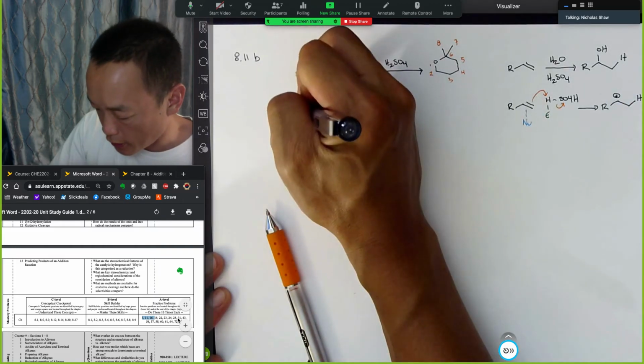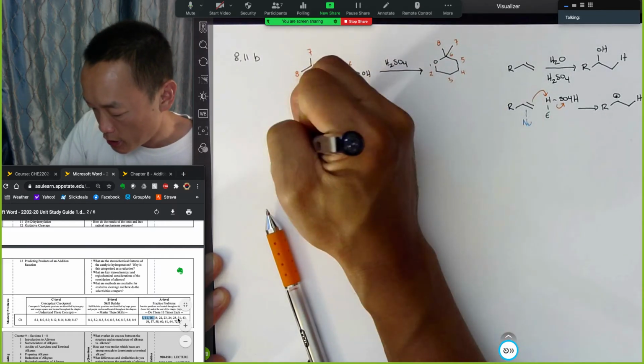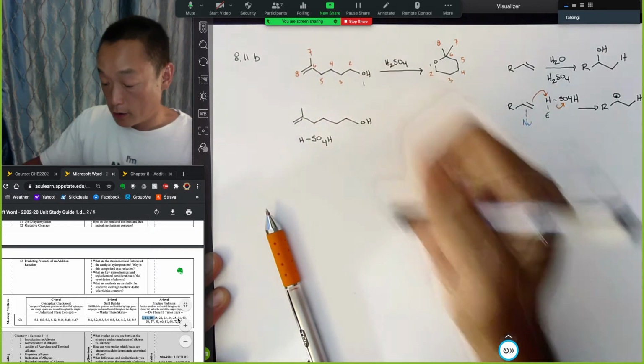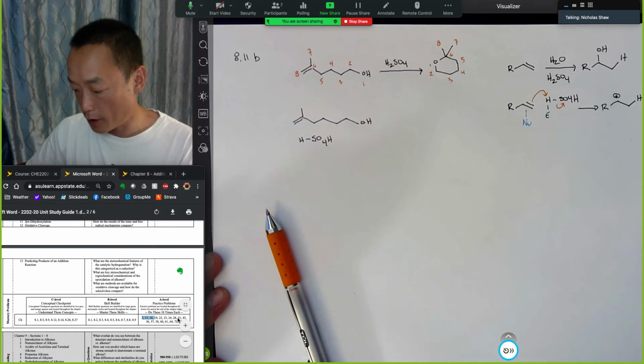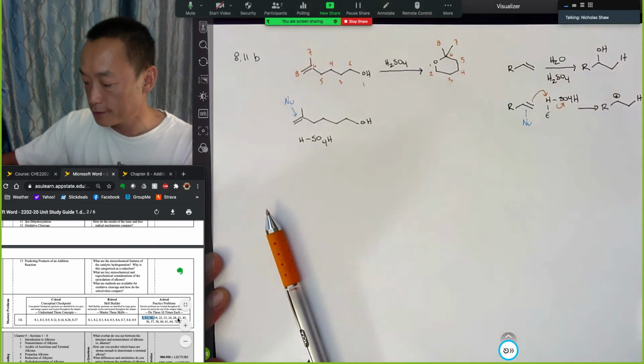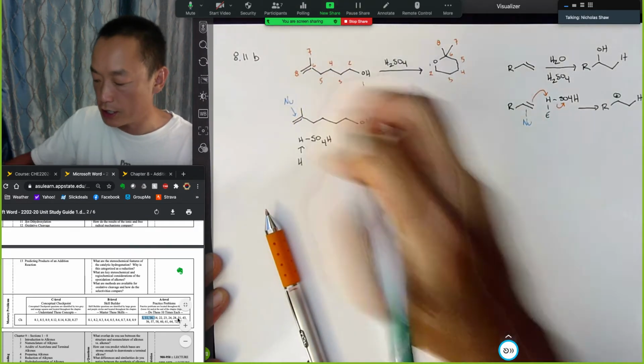I've got another alkene over here, OH. I'll draw this a little bit better, hopefully. Aesthetically, that's a lot better. The behavior of this is not going to change. The behavior of this is not going to change.